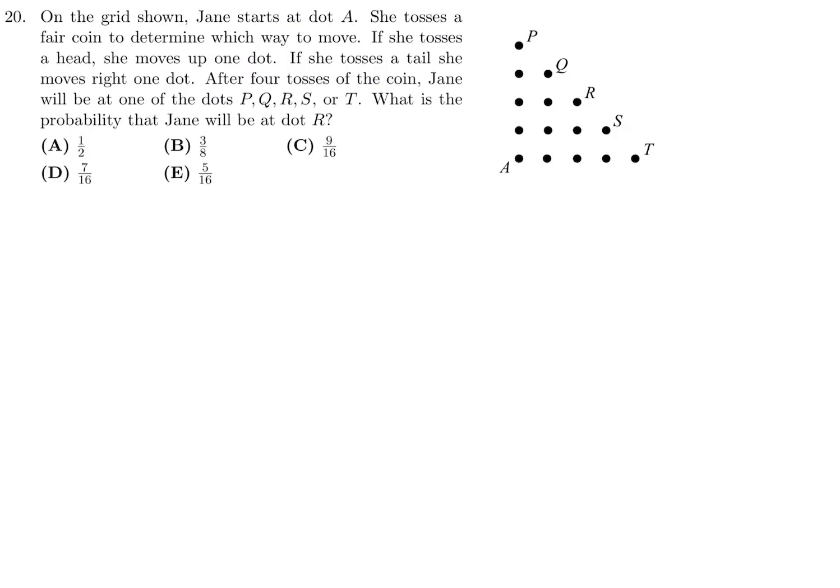On the grid shown, Jane starts at dot A. She tosses a fair coin to determine which way to move. She tosses a head, she moves up. She tosses a tail, she moves right. After 4 tosses, Jane will be at one of the 5 dots, P, Q, R, S, T. What is the probability that she'll be at dot R? All right. So we have P, Q, R, S, and T.